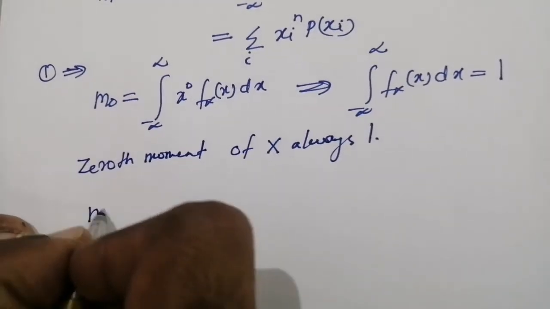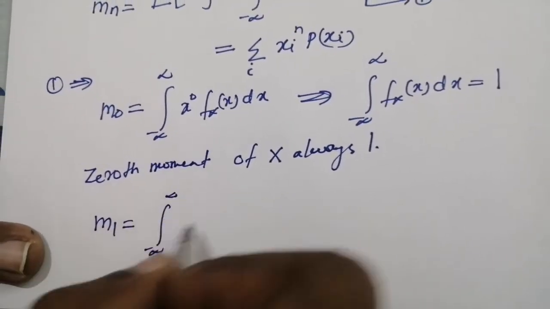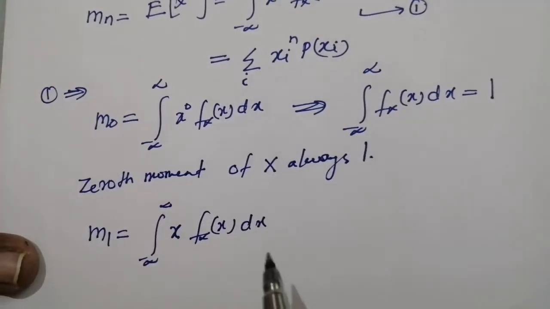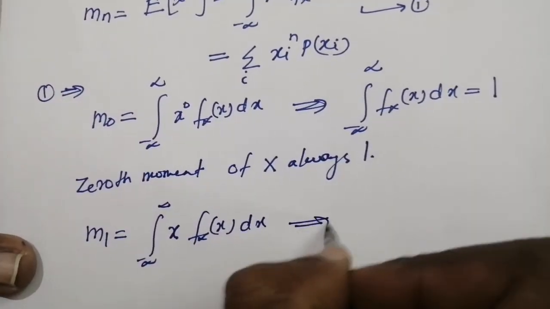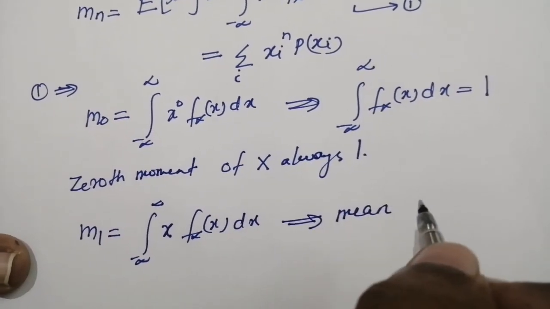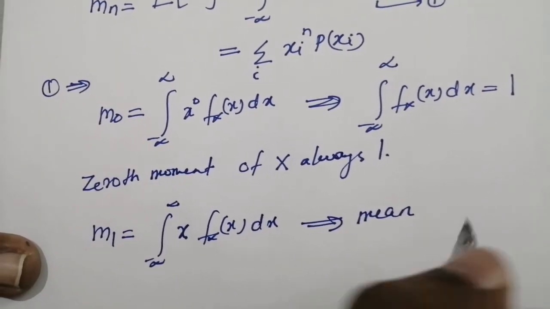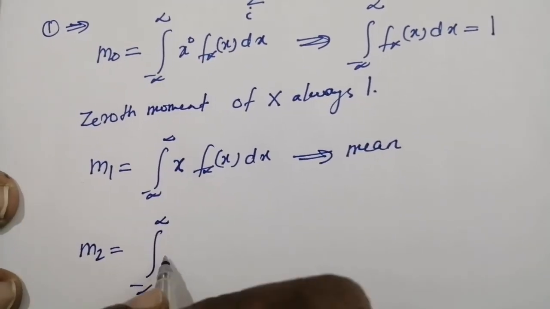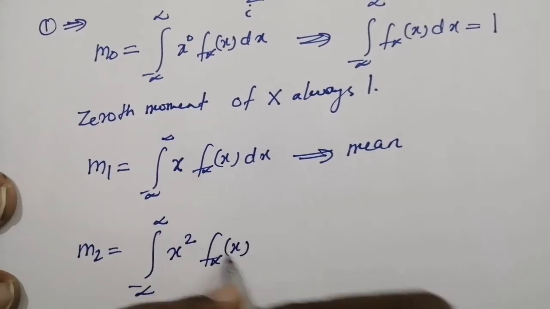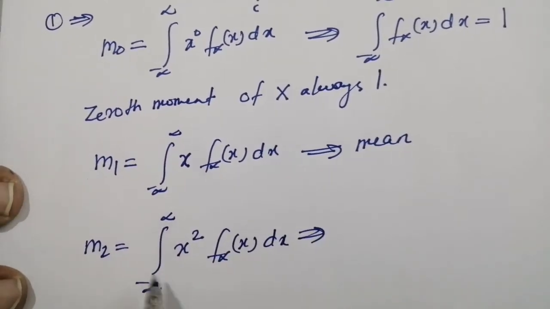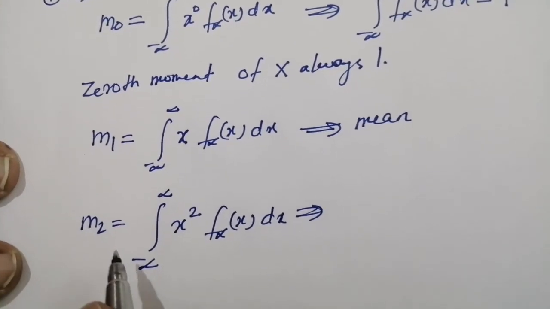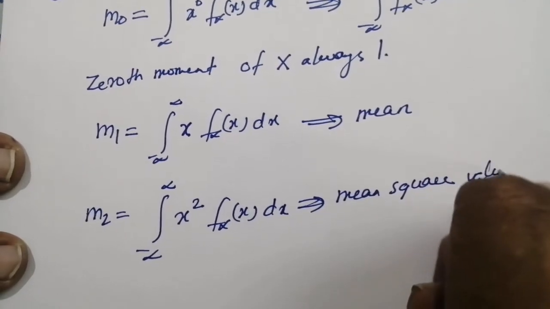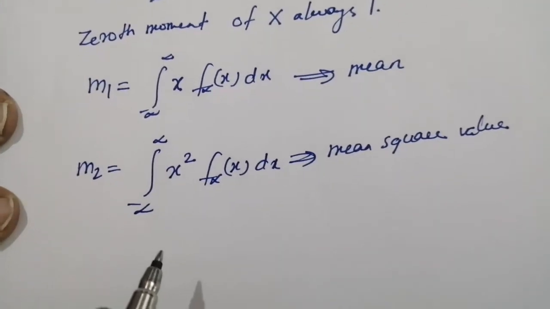Now what about m1? m1 is the integral from minus infinity to plus infinity of x raised to 1 times f_X(x) dx. We know that this is the mean value of the random variable. Now what about the second moment? m2 is the integral from minus infinity to plus infinity of x square times f_X(x) dx. What is this quantity? The second moment we will call the mean square value of the random variable x.